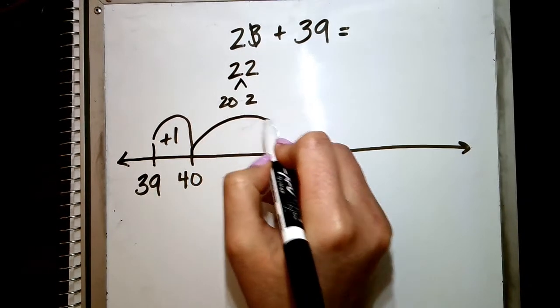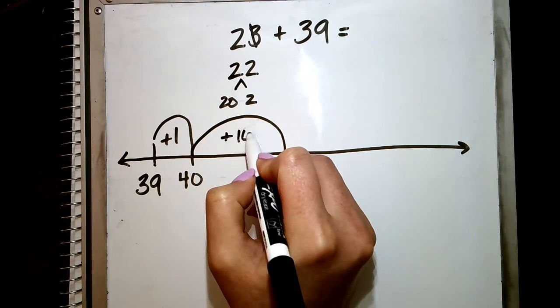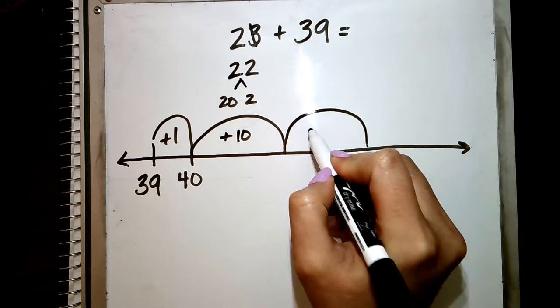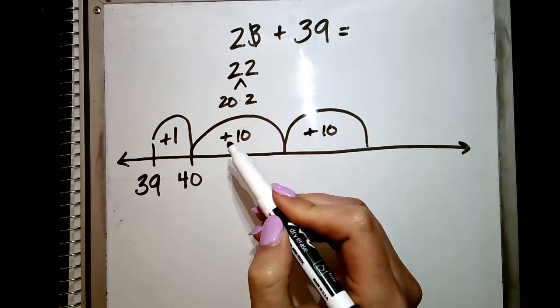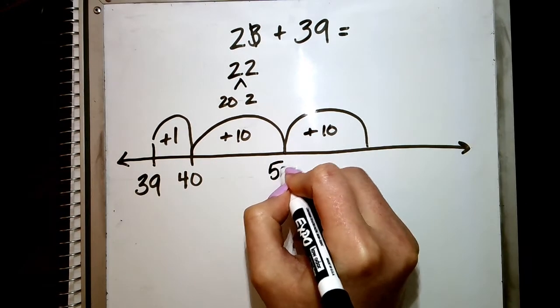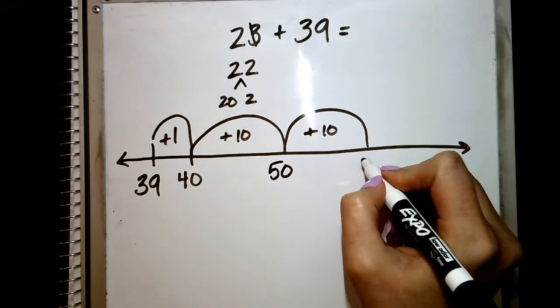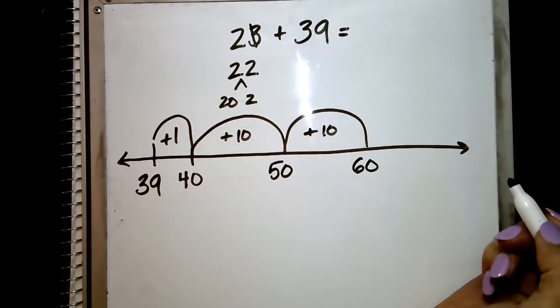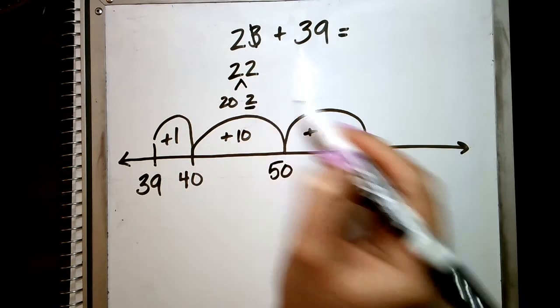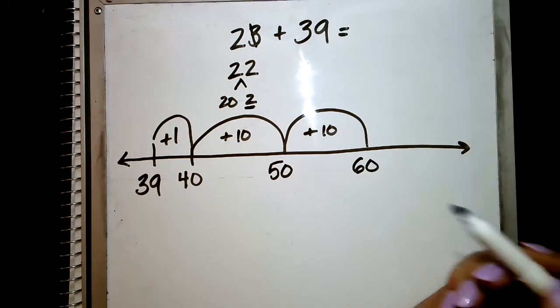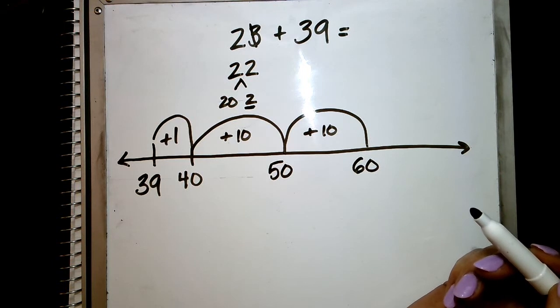So here's my first jump of 10, and here's my second jump of 10. So 40 plus 10, that's easy, is 50, plus another 10 is 60. But I'm not done yet. I've only added 20. I still need to add 2 more. And I don't need to do a jump of 5 for that because then I'm going to have too much.